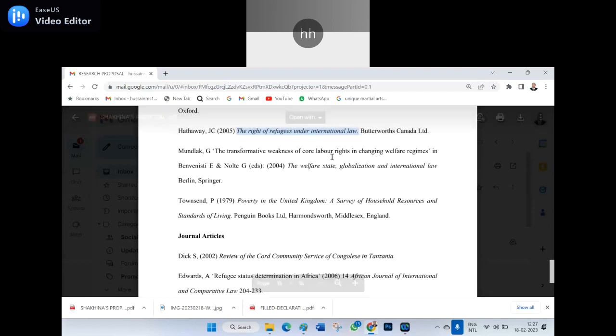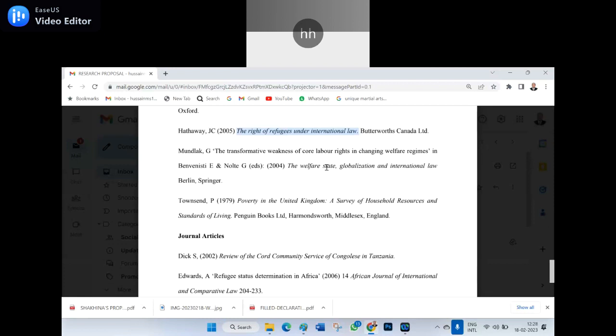Then "Transformative Weakness of the Core Labor Right in Changing Welfare Regime in the Beneficiary." What is this? The Welfare State, Globalization, Law of Berlin. Is it a journal article? If it is a journal article, okay, he is the author and this is the title of the article. But where is the journal? If it is a journal, yes, well and good. It should be in italics, meaning the title of the journal.